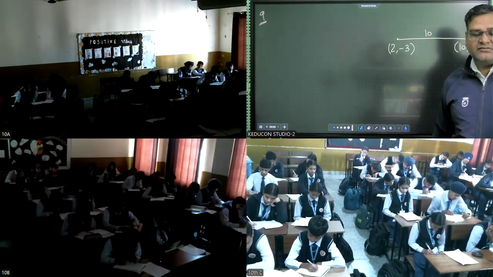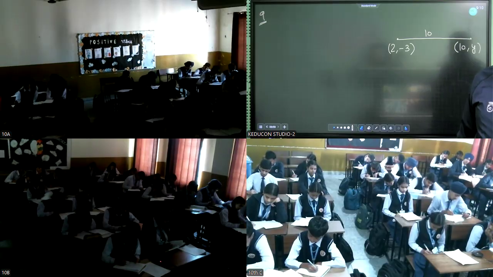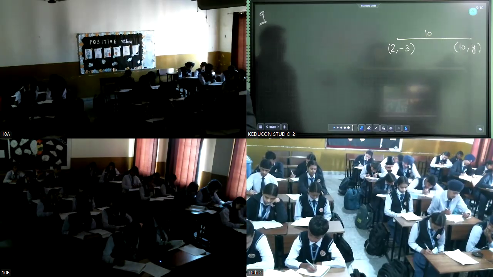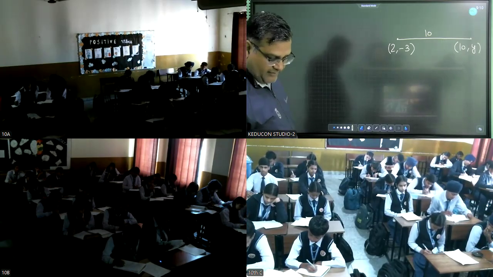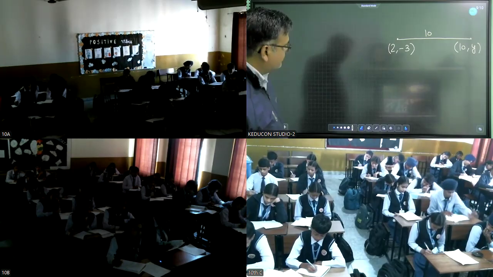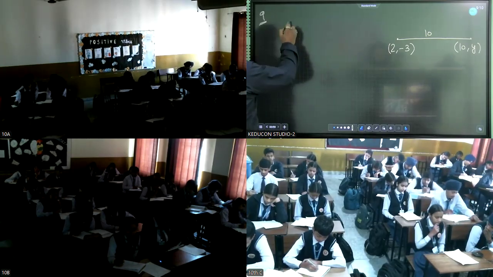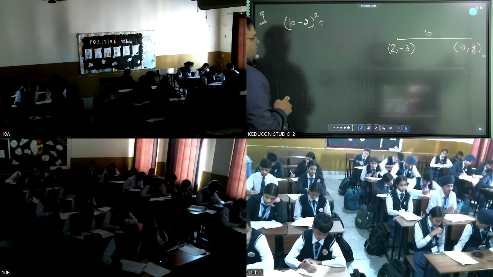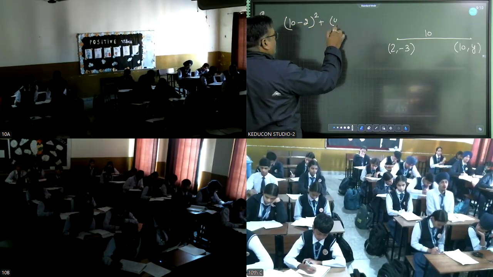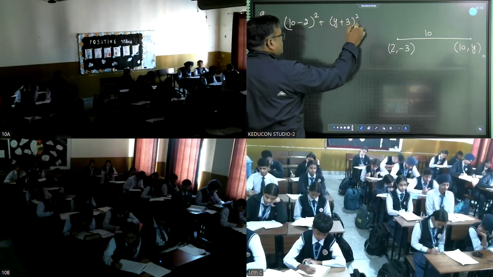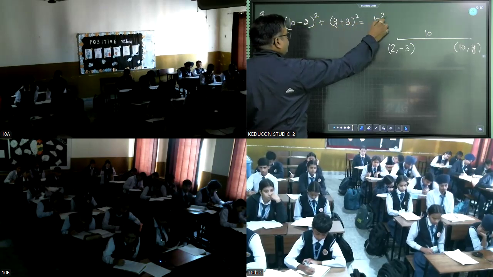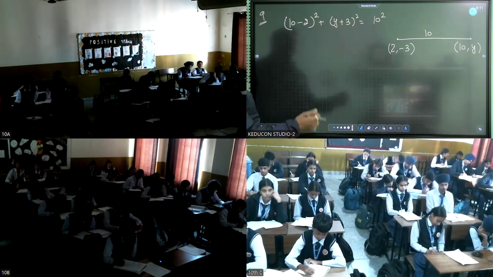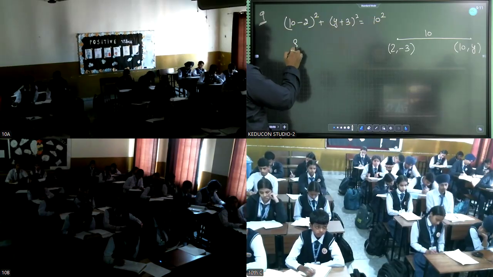Are you students done? There should be two answers. The value of y is 3 and -9. Let's see: (10 minus 2) whole square plus (y plus 3) whole square equals 100, right? There can be another simple way. This is 8 square.